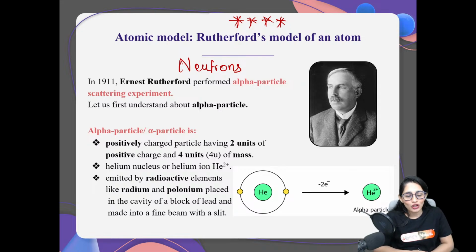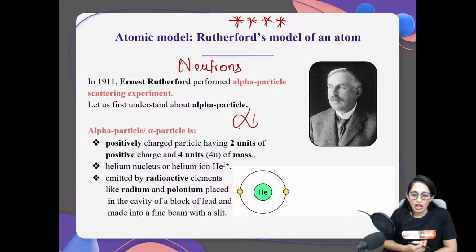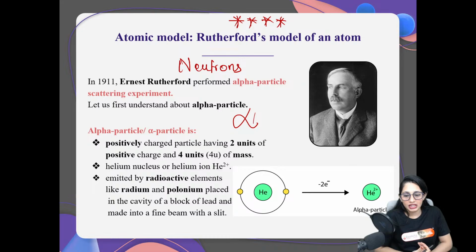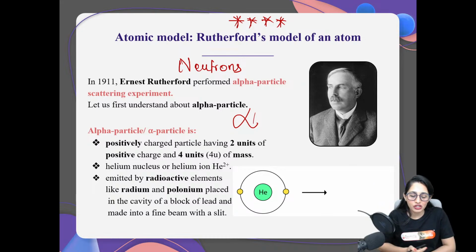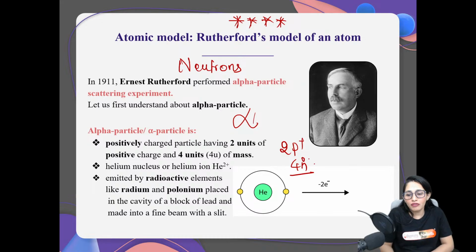No. So this is how we represent an alpha particle. Okay. So what are the characteristics of alpha particles? A positively charged particle having 2 units of positive charge and 4 units of mass, which means that it will have 2 protons and 2 neutrons. Can you think of any element in our periodic table which has this kind of a characteristic?